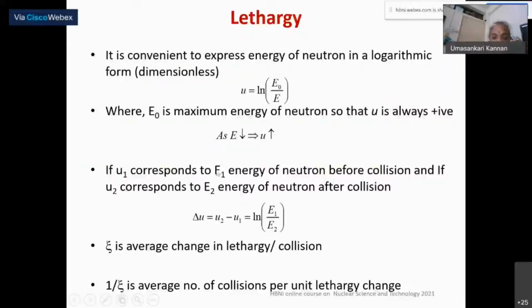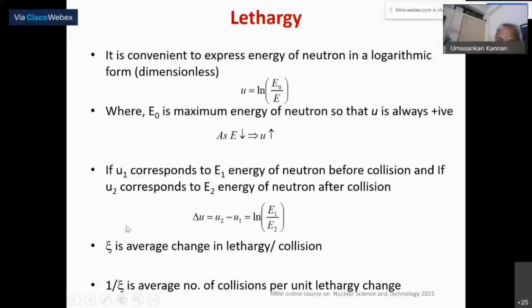Now, if U1 corresponds to energy E1, the energy of the neutron before collision, and if U2 corresponds to the energy E2 after collision, then delta U is the change in lethargy, which is given by log of E1 by E2. It's simple. From this formula only I have written this.